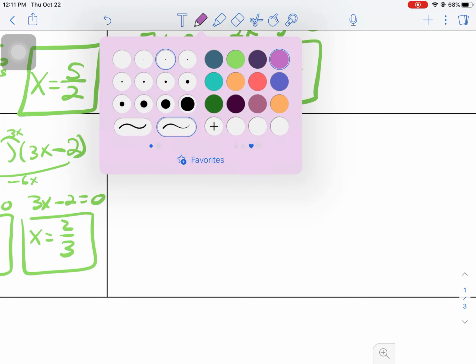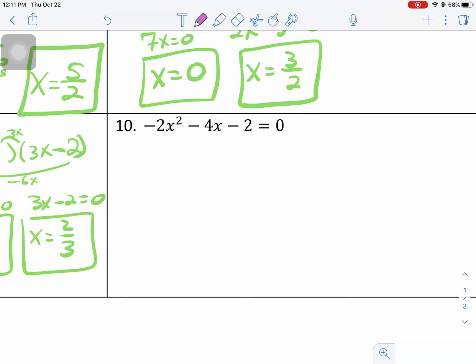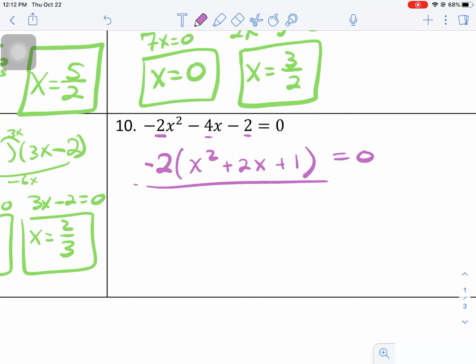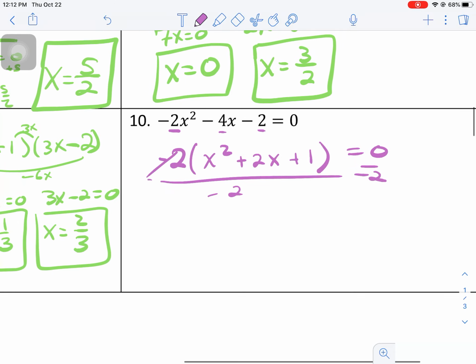Number 10, let's switch colors. Number 10, it gives us a negative in the front. I don't like a negative in the front, but we can pull a greatest common factor out. So let's pull out the negative. So -2, if we pulled that out, would give us positive x squared, positive 2x, positive 1 is equal to 0. And then I'm just going to divide that -2 off to get rid of it. So we have x squared plus 2x plus 1 is equal to 0.